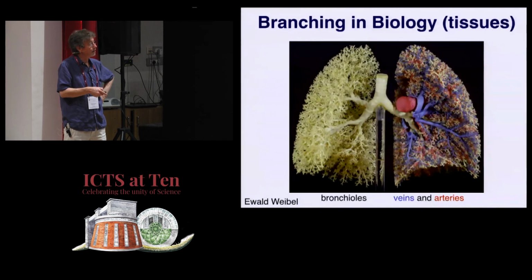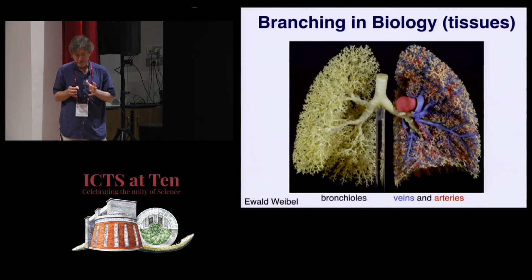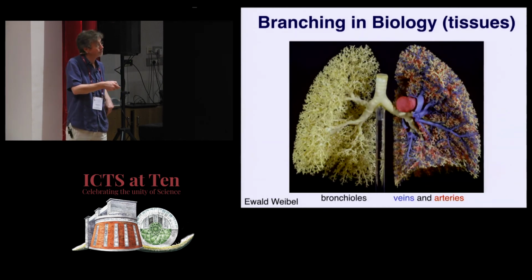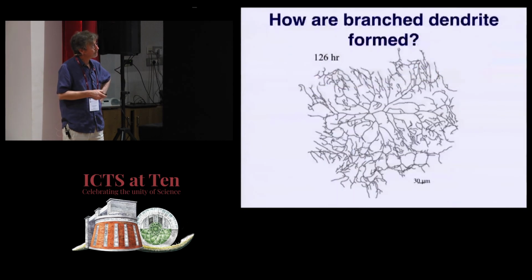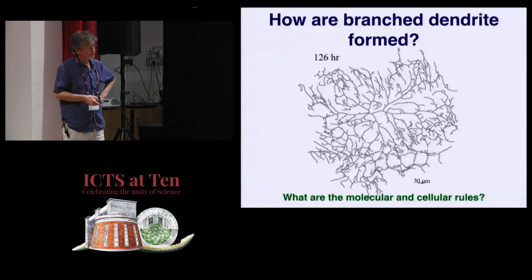And it's a similar but related problem to, but different to other branching problems in biology, for example, in the lungs and in the vascular system. But we're talking about branching in single cells, whereas this is branching in tissues. The fundamental question is, how are branches formed? And how do you get this structure which forms over about 4 days? And what are the molecular and cellular rules?